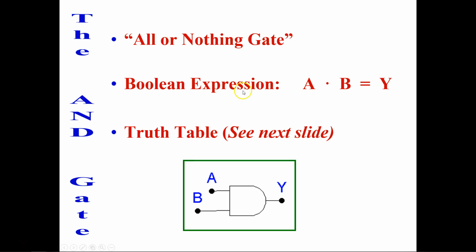So this is the Boolean expression for AND gate. A and B, these two are the inputs to the AND gate. This is the symbol for the AND gate, and Y is the output. As you can see, the output is coming out from here, and these are the inputs. So now in the next slide we're going to see the truth table for AND gate.